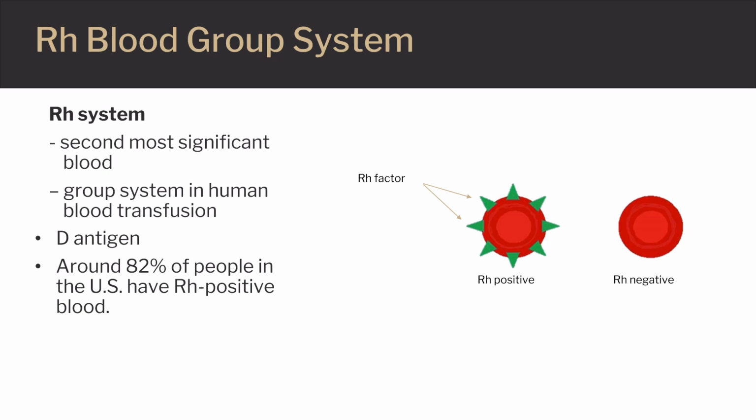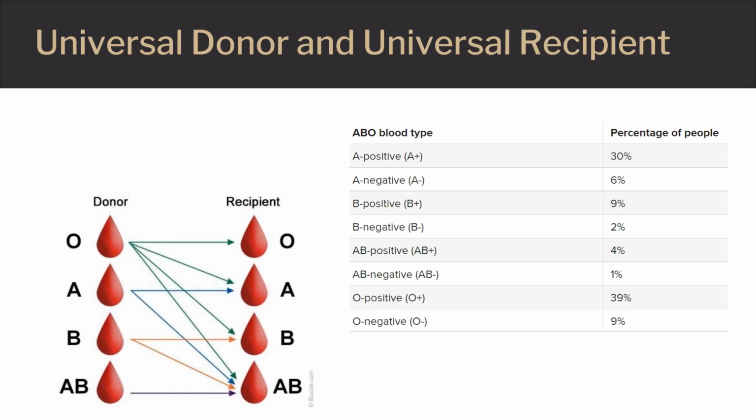RH positive. People with Rh positive blood have Rh antigens on the surface of their red blood cells. People with Rh positive blood can receive Rh positive or Rh negative blood. Rh negative. People with Rh negative blood don't have Rh antigens. People with Rh negative blood can receive only blood that is also Rh negative.